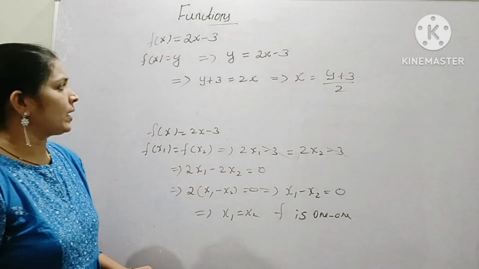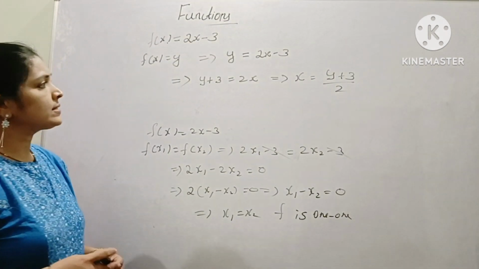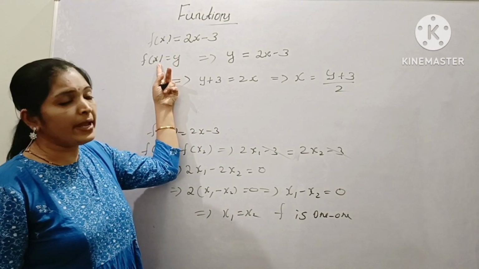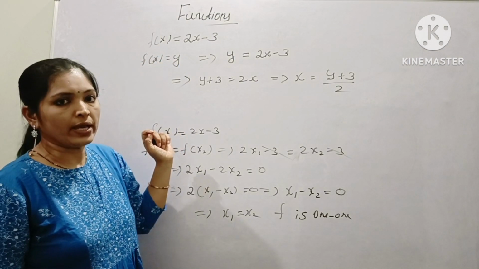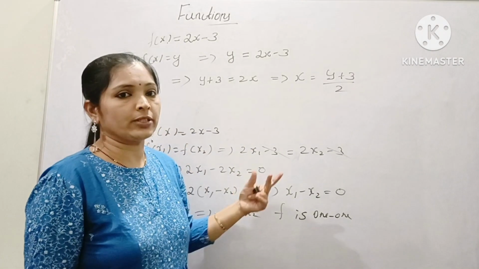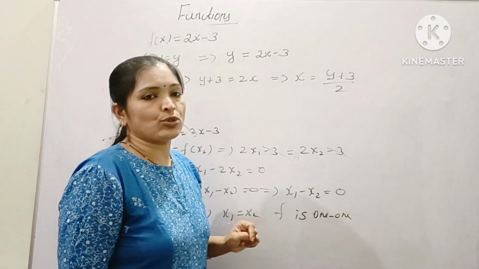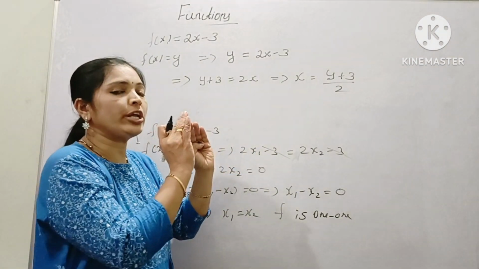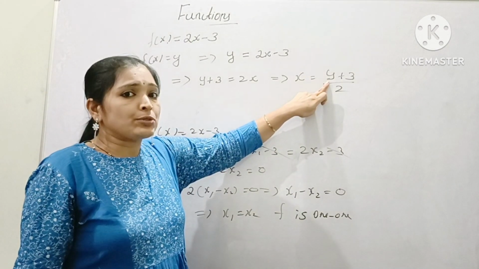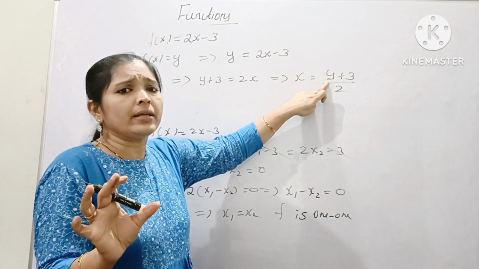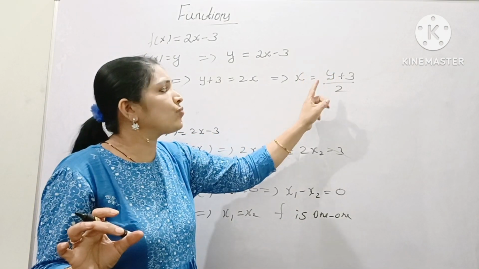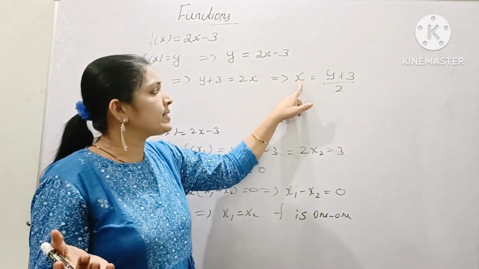Now, see here, what is x? x is the pre-image of y. Does it exist? That we have to prove, that we have to check. x is equal to y plus 3 by 2. See, what is our function? Function f from rational numbers to rational numbers, right? When we substitute any rational number here, we will get one rational number, that is x.